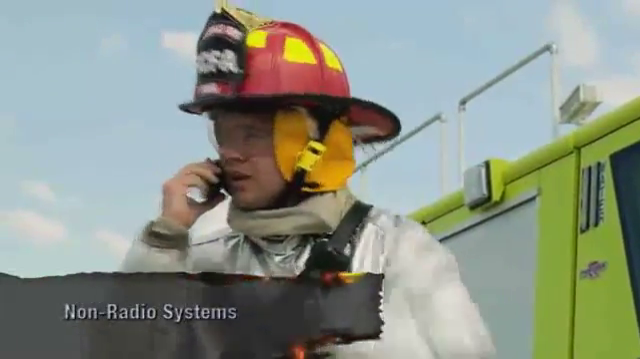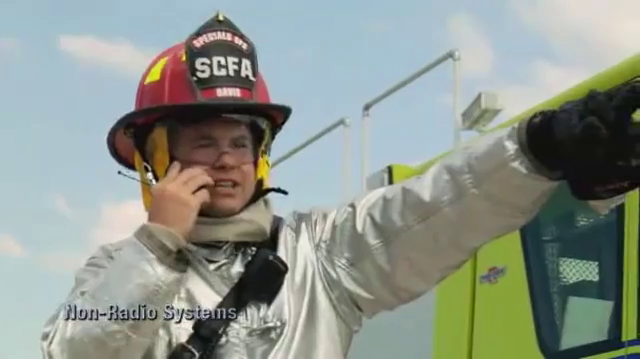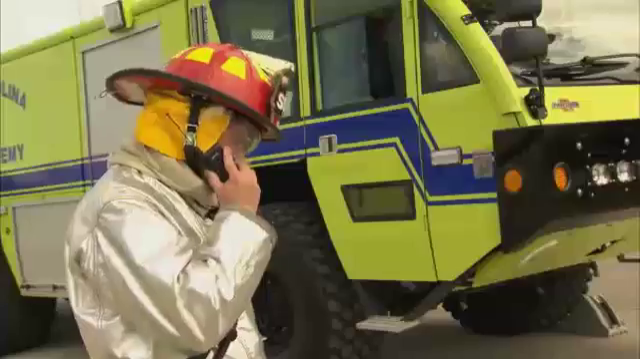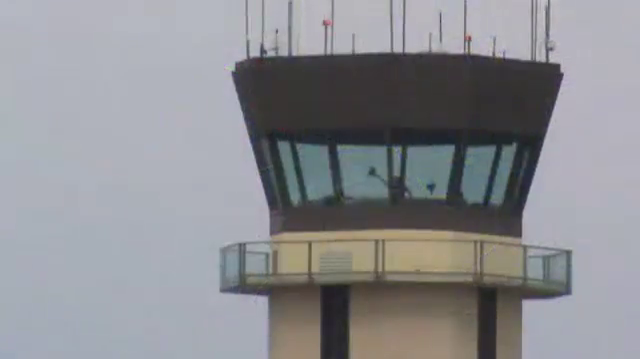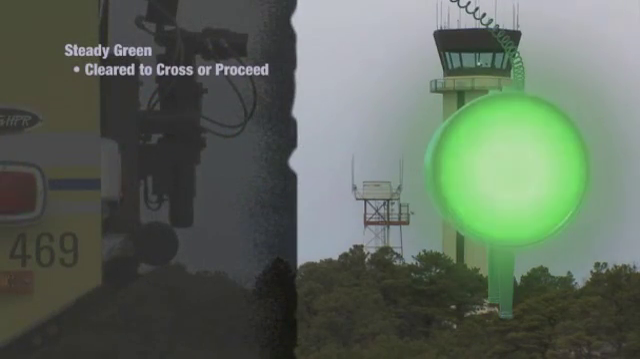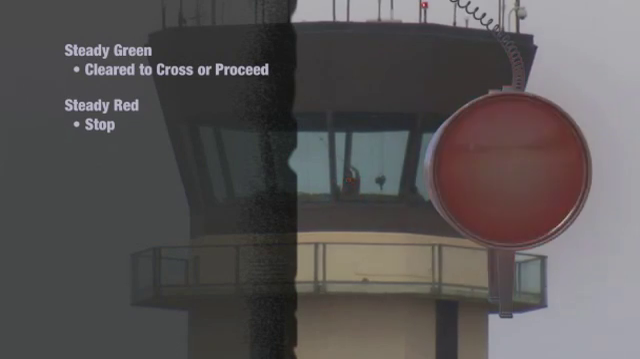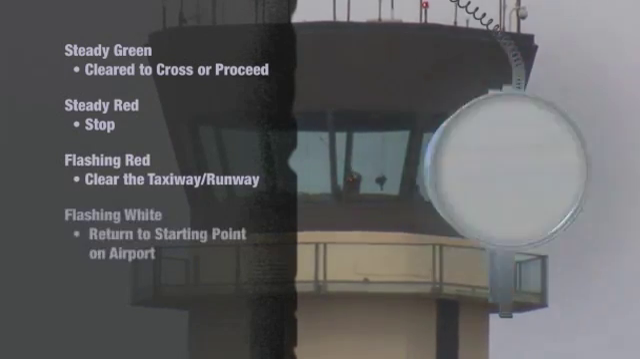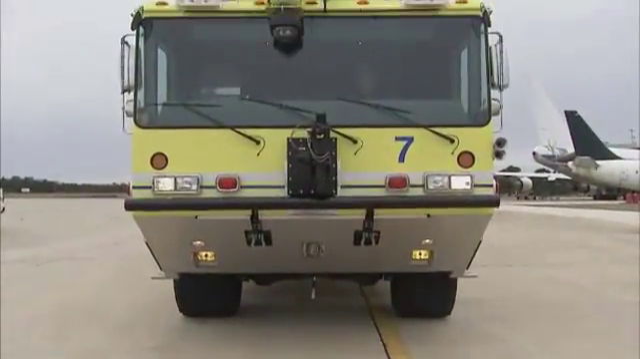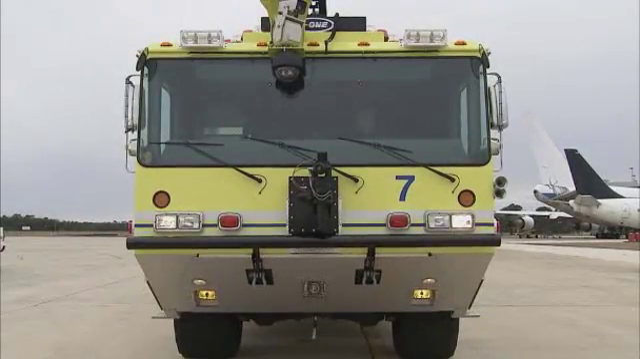Some airports have dead spots where radio transmissions cannot be received. Cell phones may be used in areas where communications are limited or when radio traffic is heavy. Air traffic control can also use light guns to signal aircraft or ground vehicles with radio problems. In cases of radio failure, signal the control tower by pointing your vehicle toward the tower, turning on all emergency lights, and flashing the headlights.